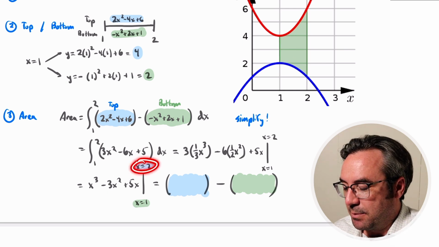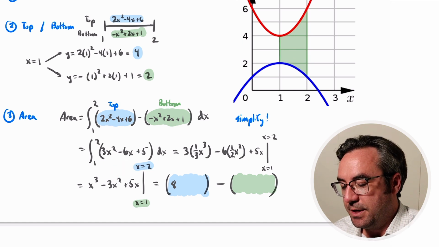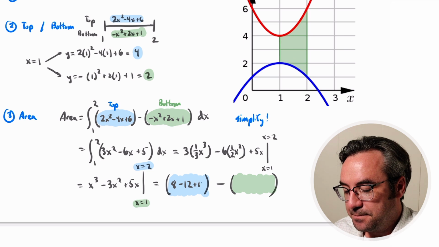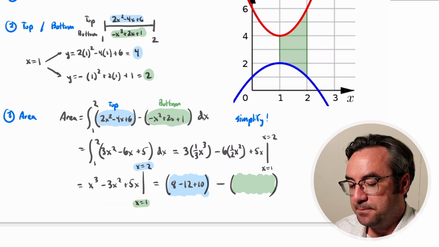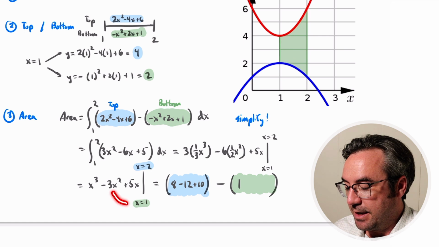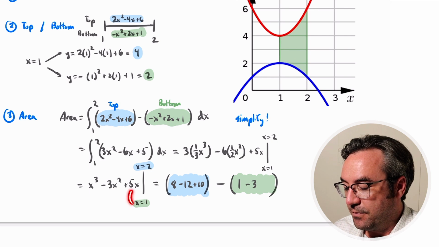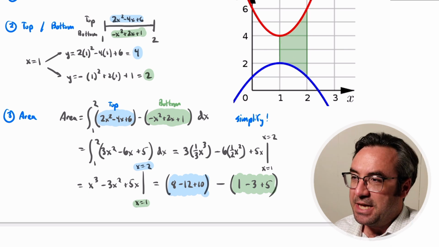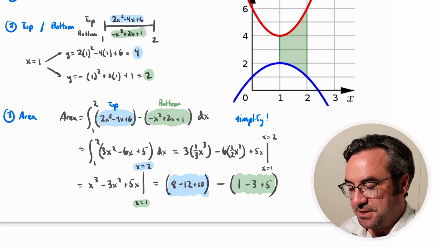All right, so let's get that top number plugged in. 2 cubed is 8. Then negative 3 times 4 is negative 12. And then 2 times 5 is positive 10. And then we go on, we plug our lower number in. So 1 cubed is 1. And negative 3 times 1 squared is negative 3. And then finally, 5 times 1 is 5, so we get plus 5. And it's perfectly fine if you want to leave it like that, but this actually simplifies pretty nice.